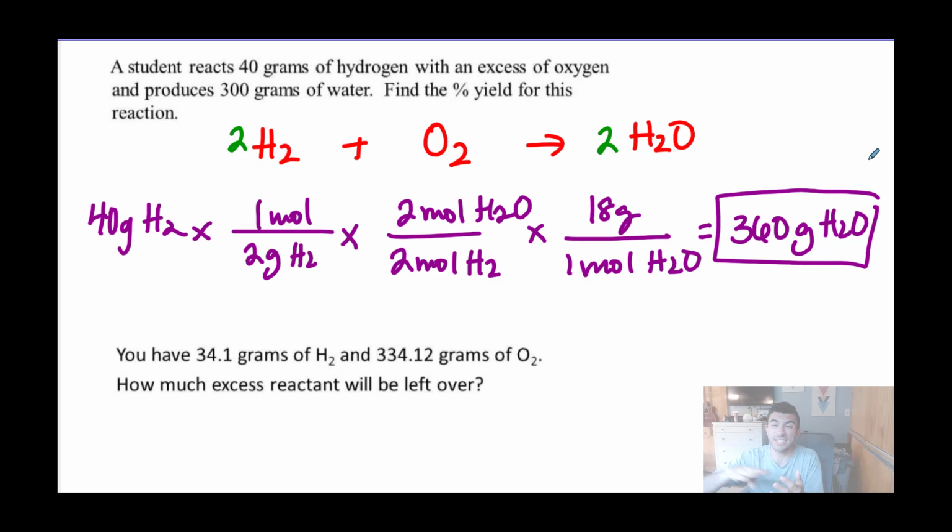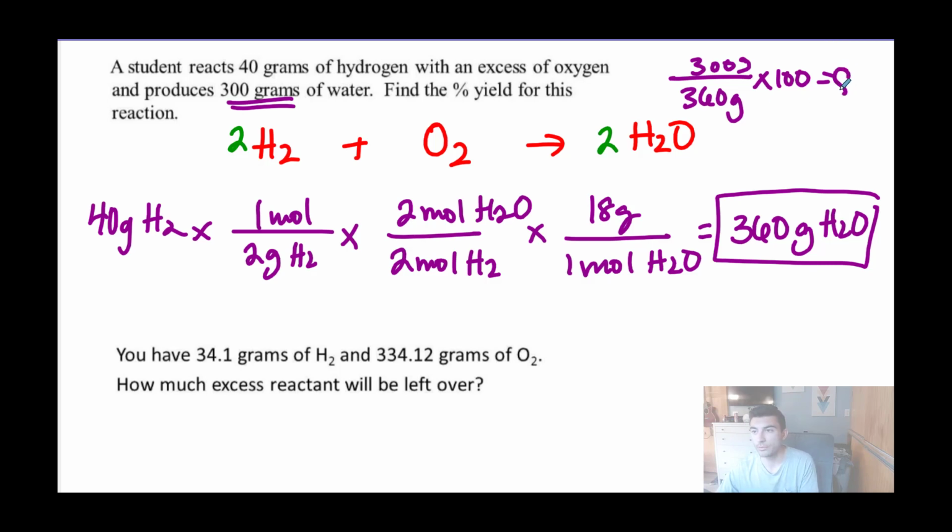That is theoretically, if everything went perfectly, how much you should be able to form. They're telling us the student only produced 300 grams. So to find the percent yield, we take the actual yield over the theoretical yield, and we multiply by 100. 300 divided by 360 times 100, we should get about 83.3% yield. So that's how efficient that reaction was run. We produced 83.3% of what we should have been able to.